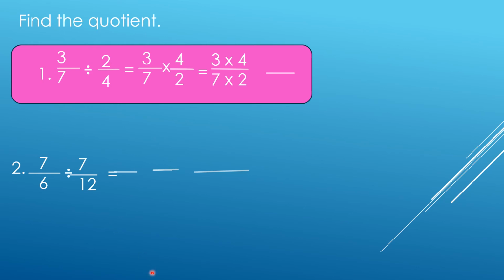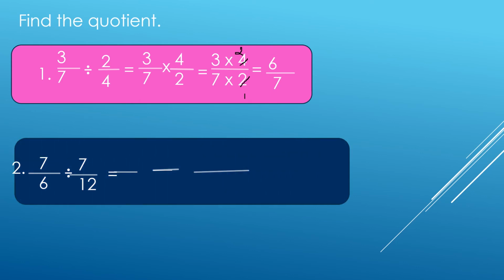Then, ano tayo ngayon? Kung alin dyan ang pwede, ito, may eliminate yan by 2, magiging 1 yan, 4 divided by 2, maging 2. Okay? So, what we have now is 6 over 7. Okay, second one, we have now 7.